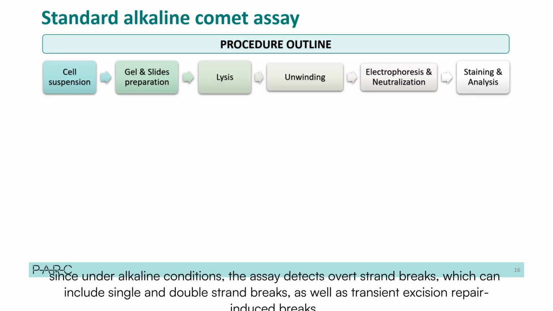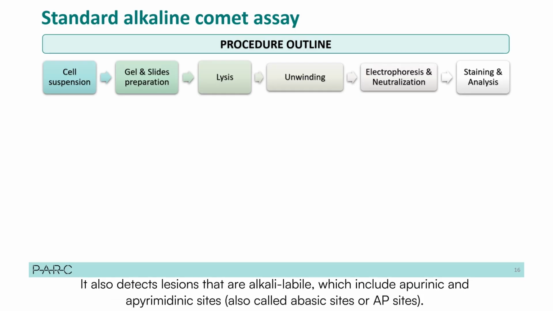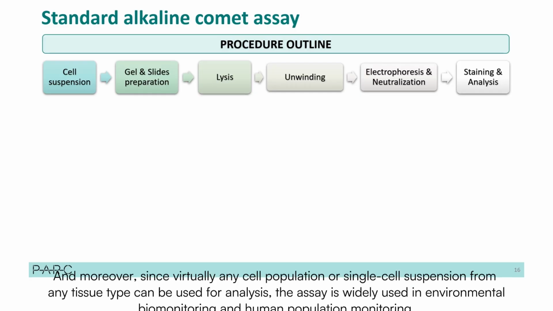assay detects overt strand breaks, which can include single and double strand breaks, as well as transient excision repair induced breaks. It also detects lesions that are alkali labile, which include apurinic and apyrimidinic sites, also called AP sites. And moreover, since virtually any cell population or single cell suspension from any tissue type can be used for analysis, the assay is widely used in environmental biomonitoring and in human population monitoring.